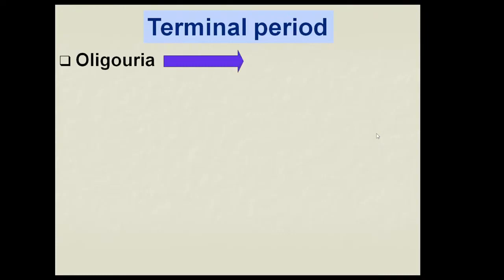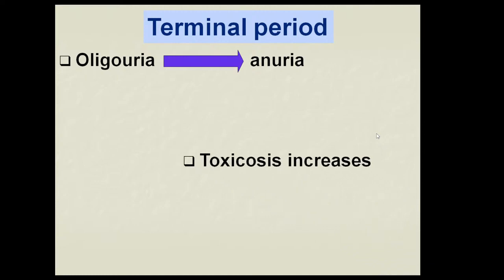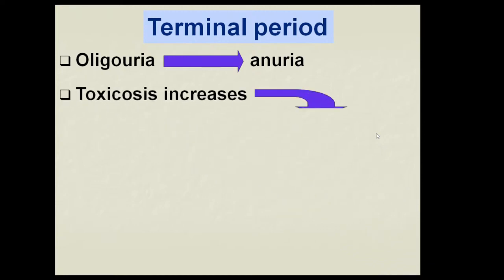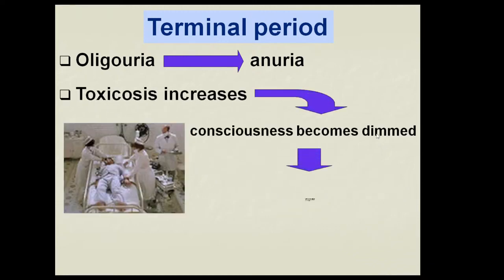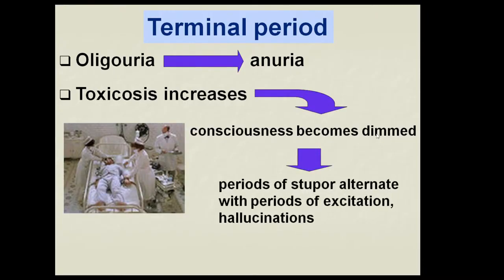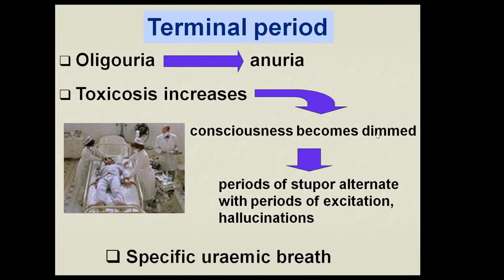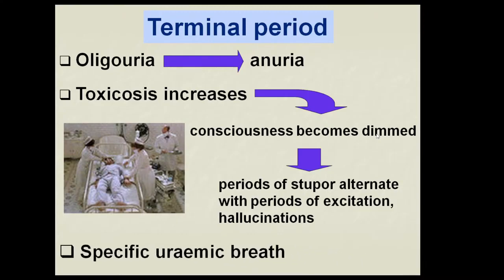And the terminal period, manifested with complete anuria, as a result, progressive intoxication, the patient loses consciousness, and the patient needs continuous hemodialysis, but it must be prescribed before anuria, in the oligouric period. And next, kidney transplantation. If we lose time, we see the patient with uremia.